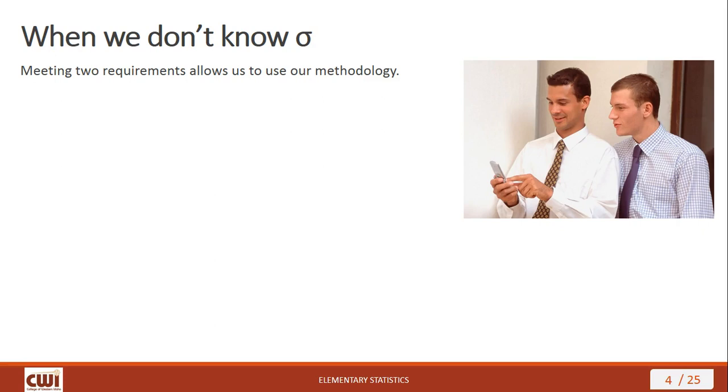So let's look first at the case where we don't know what sigma is, because this is by far the most common case. We have to meet two requirements in order to use our methodology here. The first requirement is that we have a simple random sample. The second requirement is that the population must be normally distributed or have a sample size greater than 30. The sample size greater than 30 allows us, per the central limit theorem, to use a normal distribution as an approximation. If we're already normally distributed, then we don't have to worry about sample size.